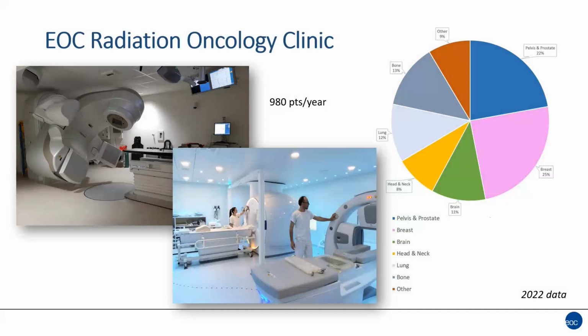In general, we treat about 1,000 patients a year. It's actually 980 patients from the last full year. The majority of our treatments are breast, prostate and pelvis treatments. This is generally half of the patients we are treating. On top of that, we treat, of course, other sites like brain, head and neck, lungs, and bones. Just to make it clear, we apply our offline adaptation to all of the sites.